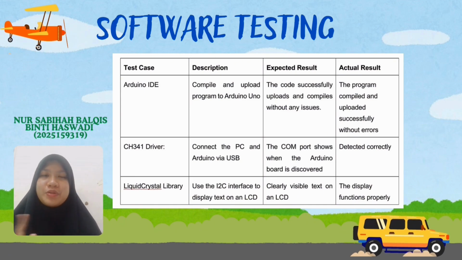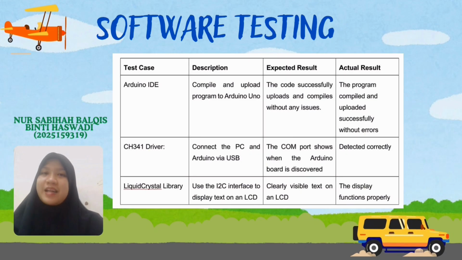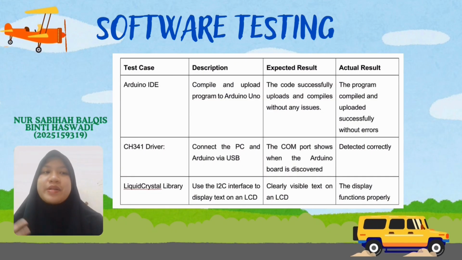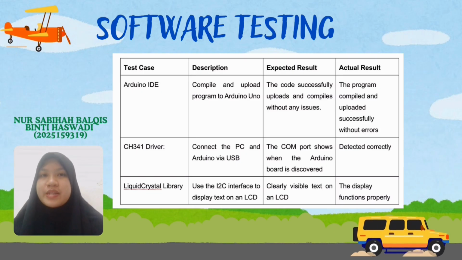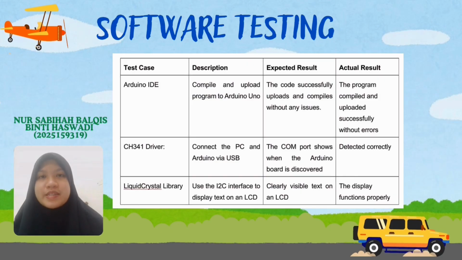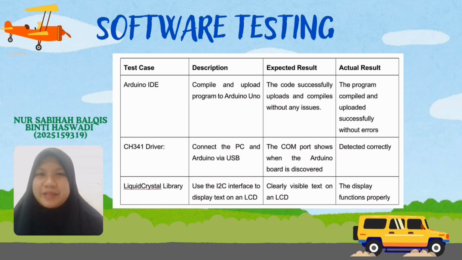The Arduino Uno was tested as the main controller to ensure it could process sensor input and control the system outputs correctly. In addition, the breadboard and wiring connections were tested to ensure secure and stable electrical connections between all components. No misconnections or power interruptions were observed during testing. Overall, the hardware testing results show that all components operated correctly without any malfunction when tested individually and during full system integration.